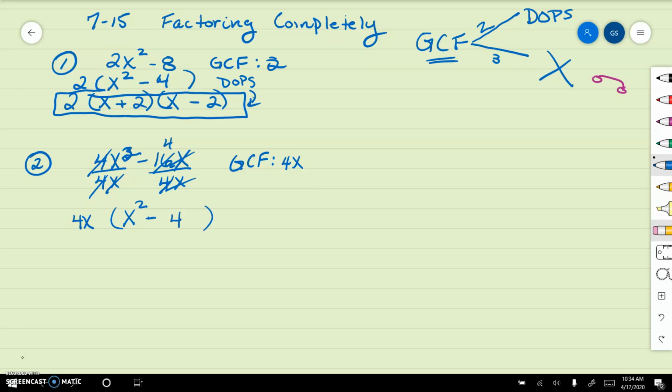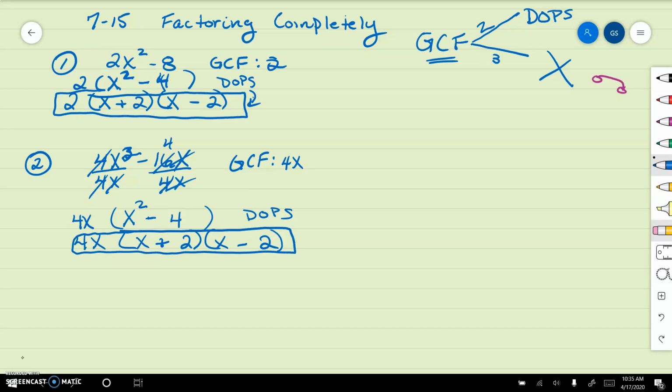Well, I know that x squared minus 4 is the difference of perfect squares. X squared is a perfect square, and so is 4. And I also know it because in example number 1, it was x squared minus 4. So it's the same. I didn't mean to do that, but all right, so 4x, double bubble for the difference of perfect squares. So DOPS here. We have x times x is x squared. We have 2 times 2 is 4, but we want a positive 2 and a negative 2. And therefore, our final answer is 4x times x plus 2, x minus 2.